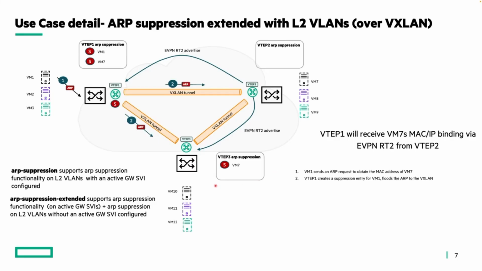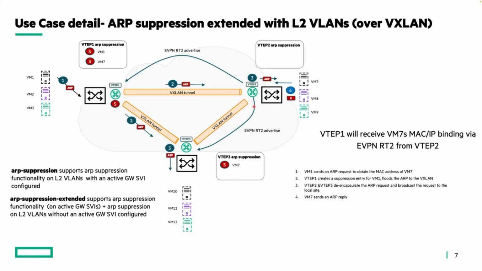So let's take this example: VM1 connected to VTEP1 sends an ARP request to obtain the MAC address of VM7. VTEP1 creates a suppression entry for VM1 and floods the ARP request to the VXLAN. Then VTEP2 and VTEP3 both receive the flood, de-encapsulate the ARP request, and broadcast the request to the local site.